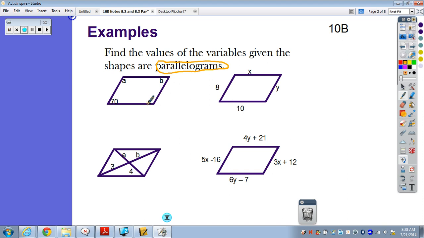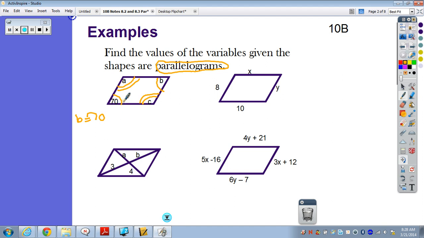If we look back on our last slide, we know opposite angles are congruent, and we know same side or consecutive angles add up to 180. So that means we know that 70 and B have to be equal. So B has to be equal to 70 because opposite angles are congruent. And then A and C will also have to be equal.